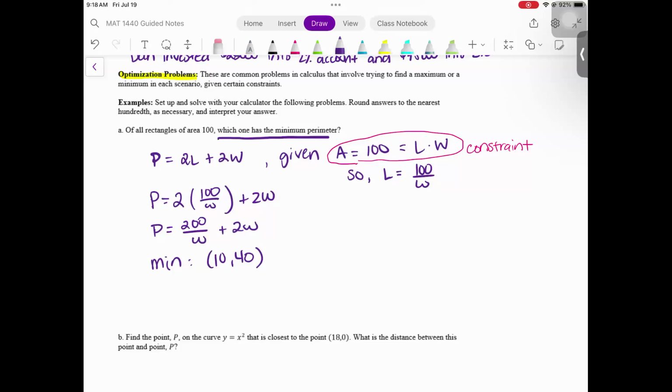So if that minimum occurs at (10, 40), we want to make sure we interpret that ordered pair correctly. That independent variable, that first term, is actually our variable W. And the output, that dependent variable, is P, our perimeter.